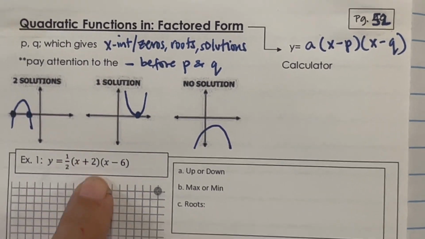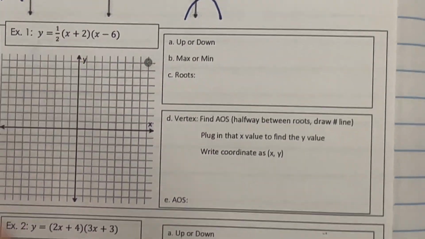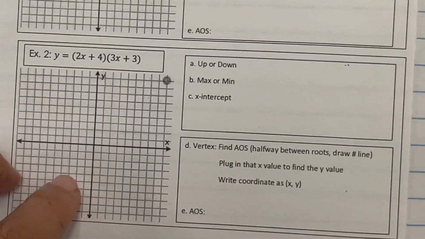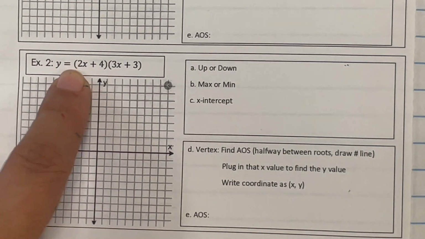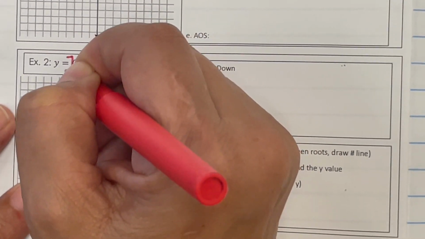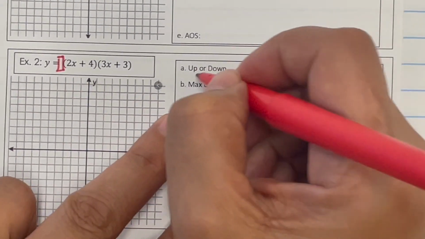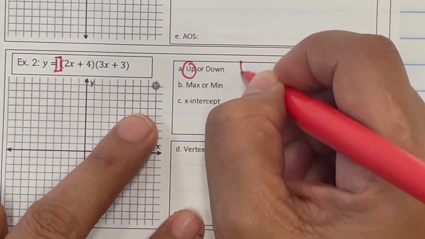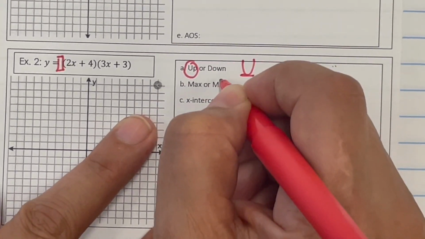Alright, so I'm going to show you the harder one, and then you can do example 1. So I'll do example 2. Alright, so as always, A is what tells you if it's up or down. So what is A in my case? Invisible 1, so it's positive, so this is up. So it has a minimum.